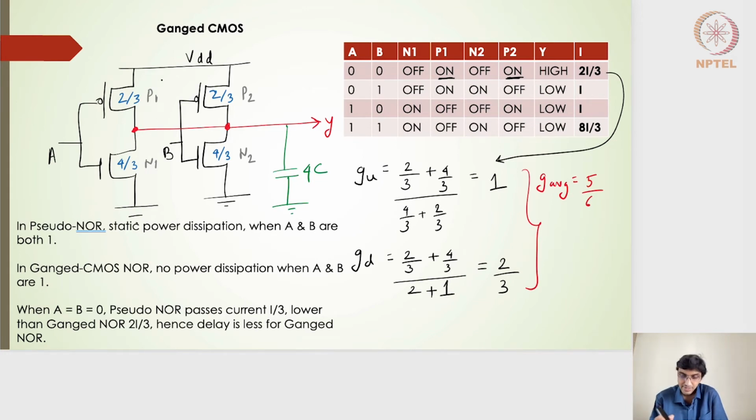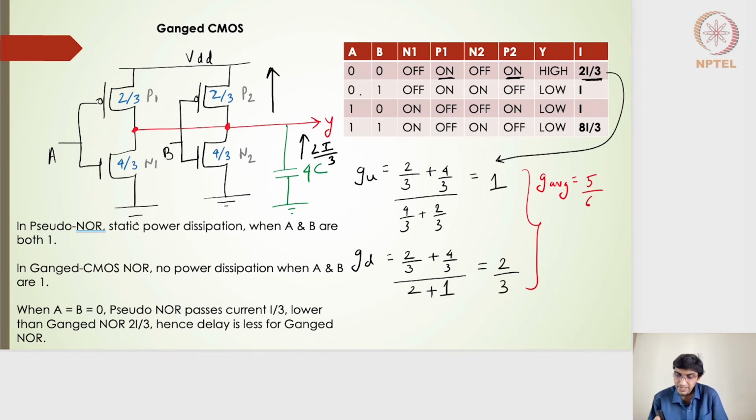The output current, or whatever the capacitance is here, will be charging. So the charging current, or the rising current to the VDD level, will be I by 3 coming from the P1 transistor and then I by 3 coming from the P2 transistor. So the capacitor will be charging with a current of 2I by 3. That's what I've written here.